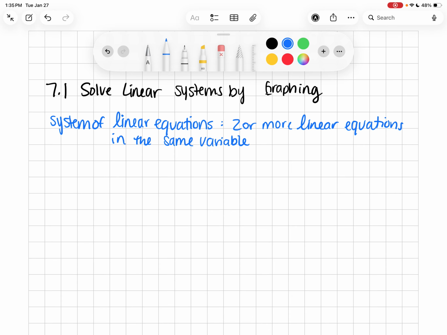For example, this is just what a system looks like. We might have something like 3x plus 2y equals 8 and x minus y equals negative 2. That would be a system of equations. Ultimately, we're going to have 3 different methods that you can use to solve these. We're learning one of them today, one of them tomorrow, and then most likely, if all goes as planned, one of them on Thursday. And then we'll have a quiz after that.